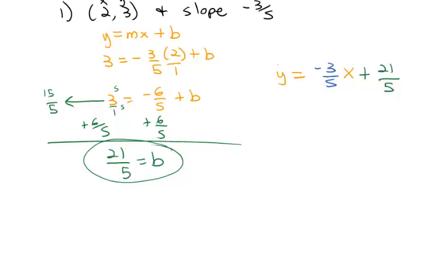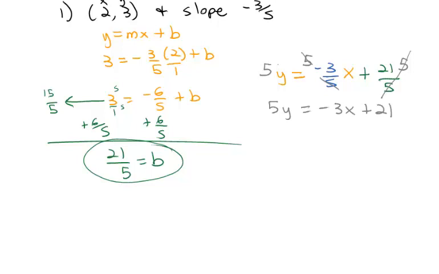We can get rid of our fractions by multiplying each term by the common denominator, which in this case is 5. And that's nice because the 5s divide out. The 5s divide out, so we get 5y equals negative 3x plus 21.